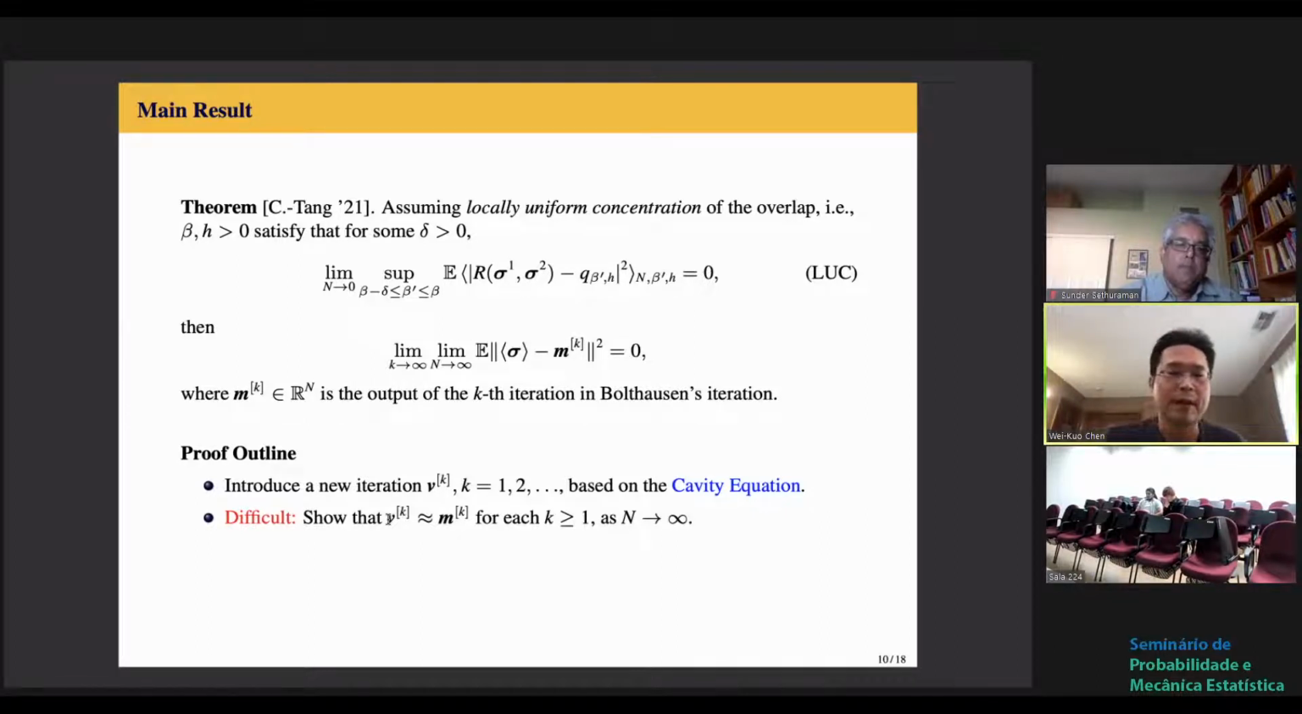The simple one would be to show that under this technical condition, this local magnetization is close to VK. This is the easier step, and this is the difficult one. For the rest of the talk, I'm going to try to motivate what the algorithms are about the V, and also what the cavity equations are.